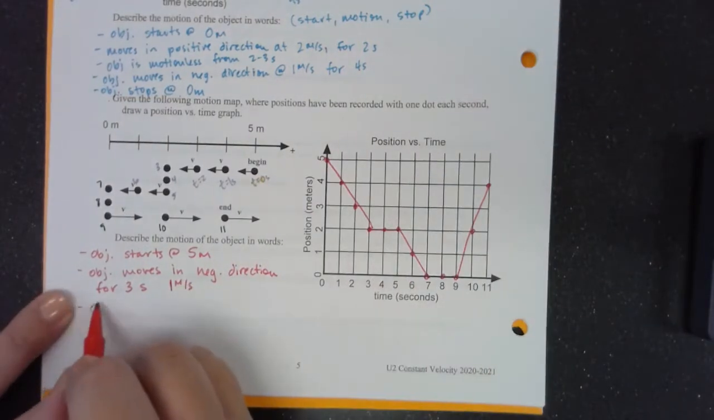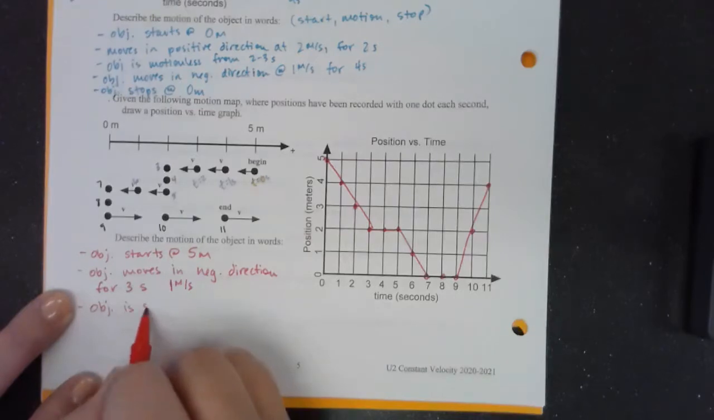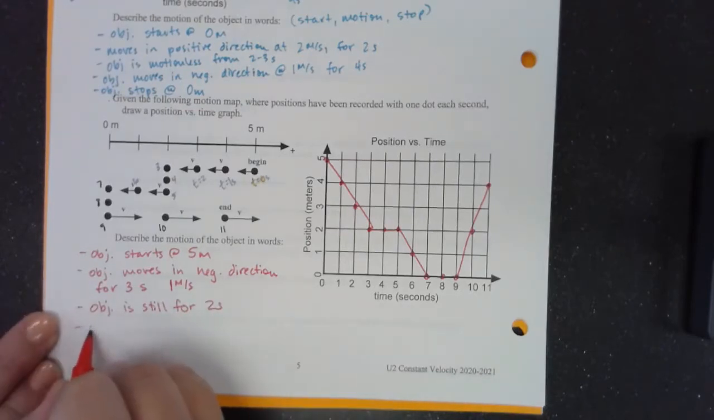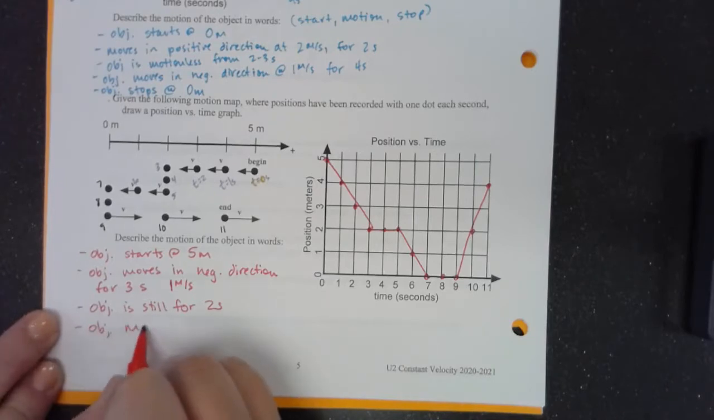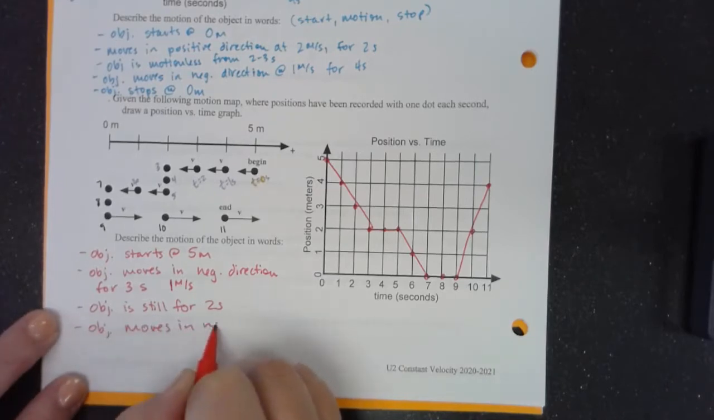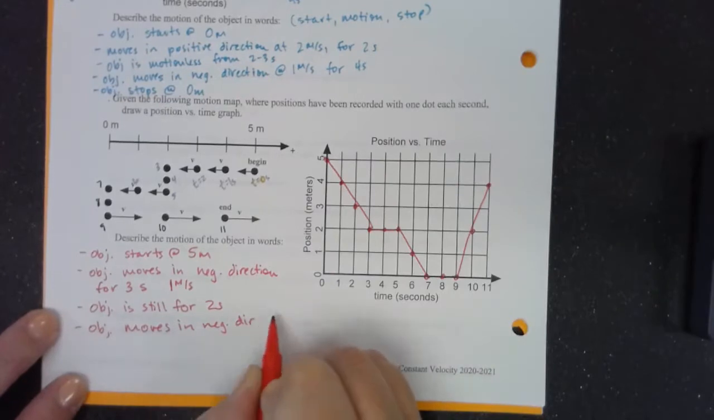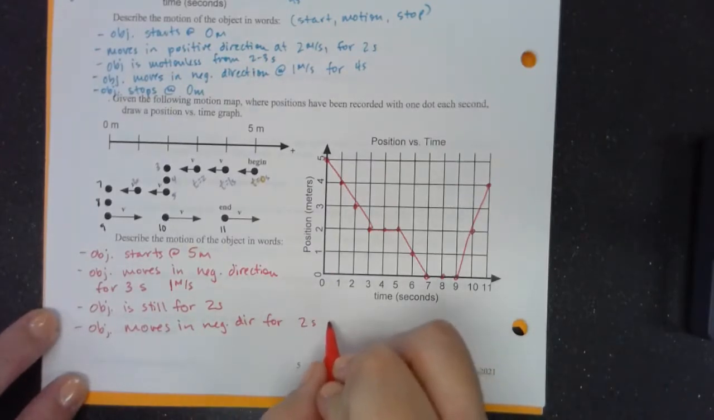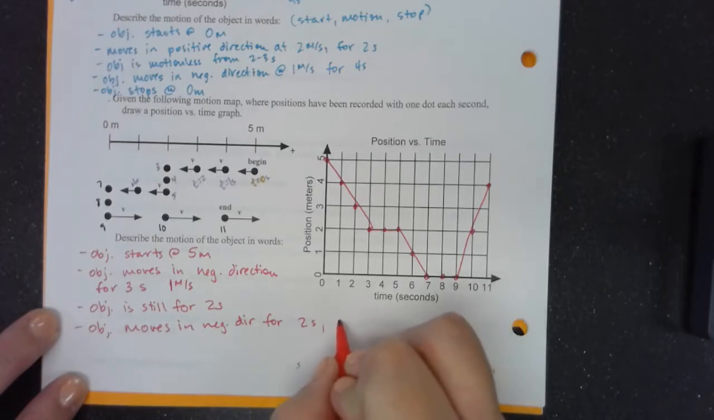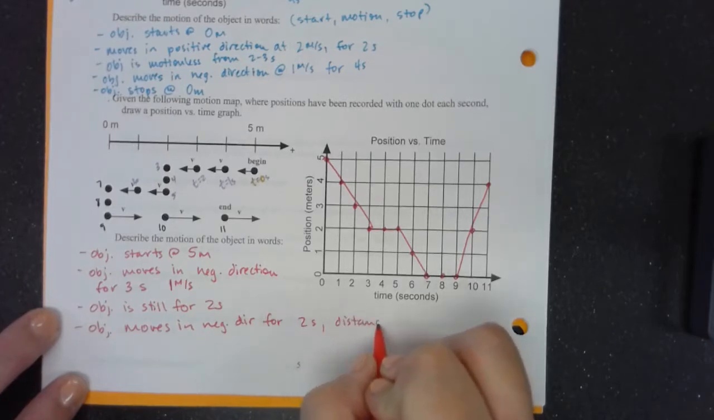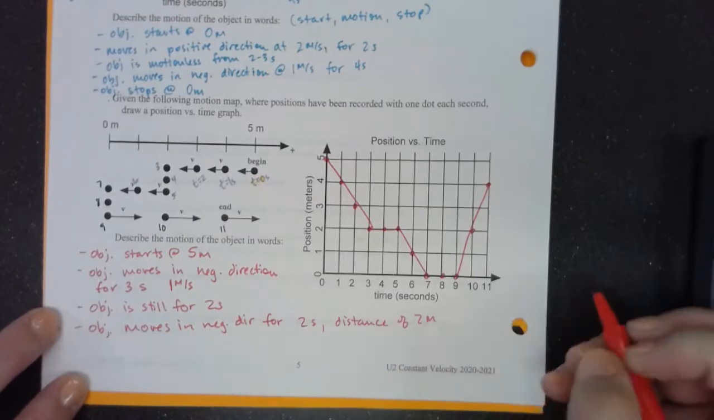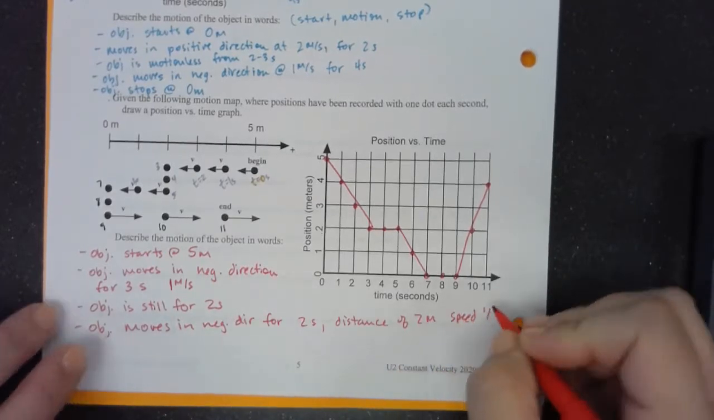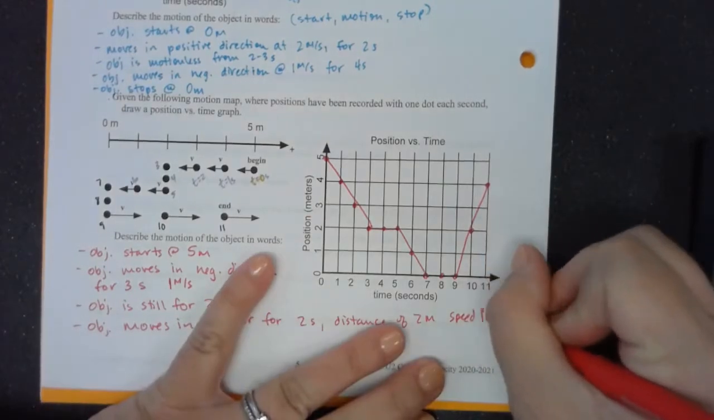Then our object is still for 2 seconds. Moves in the negative direction for 2 seconds, a distance of 2 meters. So our speed is 1 meter per second.